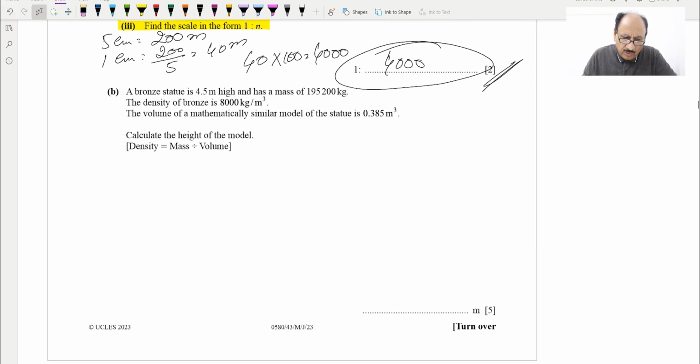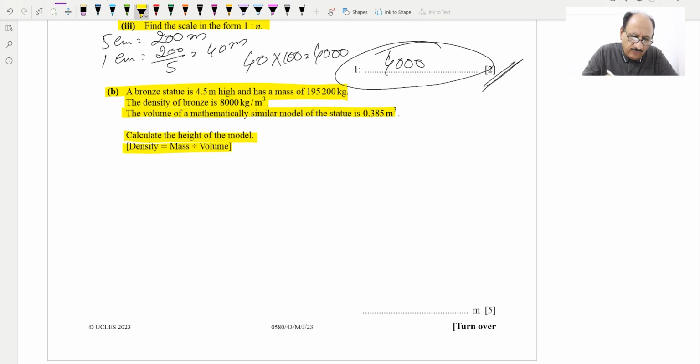Hopefully you understand this. Now here comes the B part, and B part says a bronze statue is 4.5 meter high and has a mass of 195200 kilogram. The density of bronze is this much. The volume of the mathematically similar model of statue is 0.385 meter cube. Calculate the height of the model.